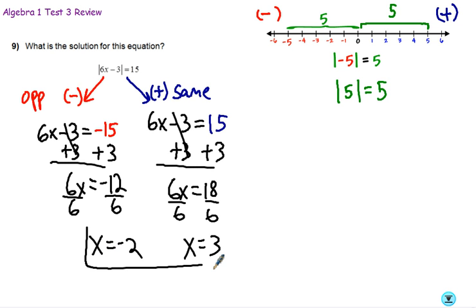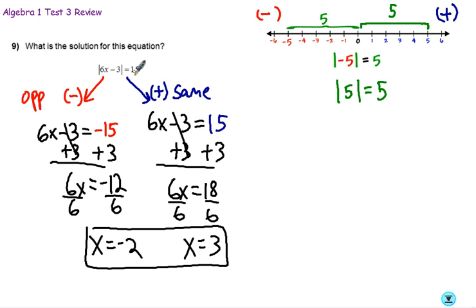So those are our two answers, x equals negative 2 and x equals 3, because there's two possibilities. You could plug in a negative 2 right there. 6 times negative 2 would give you negative 12. 3 more would give you negative 15, but it comes out as a positive. Or if you plugged in 3, 18 minus 3 would give you 15. So there's two possibilities there.